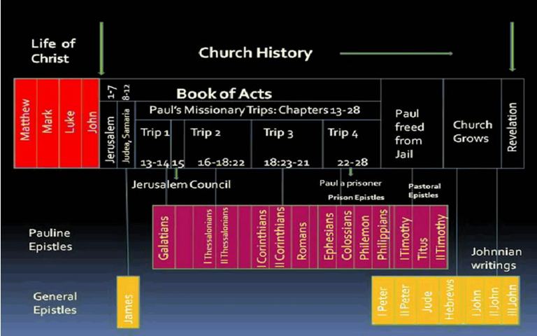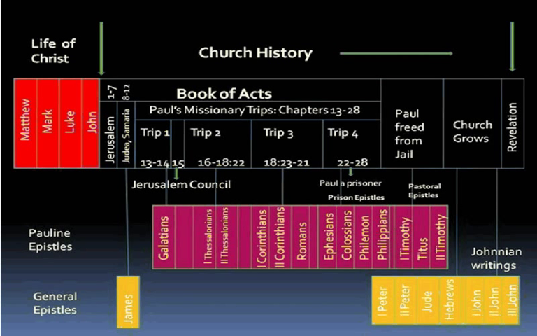Here we have a nice chart of the overview of church history in the book of Acts in the New Testament. First of all, we have the life of Christ in the Gospels. Then we have church history in the book of Acts. And during this time, there's a number of epistles or letters that are written. There are the Pauline epistles written by Paul, and then there are the general epistles written by others like Peter, Jude, James, and John. Now here, the book of Acts, we have the beginning of the church in Jerusalem.